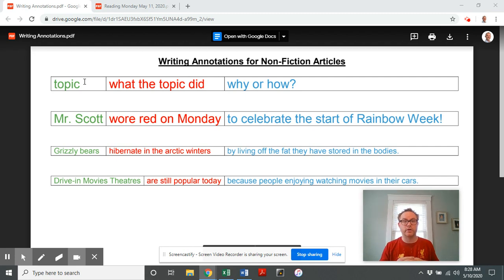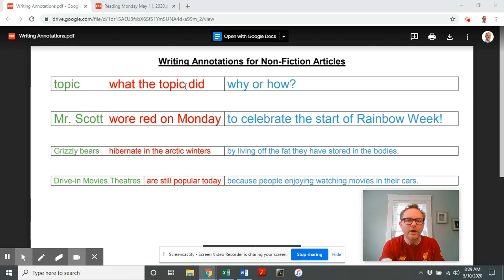Now, sometimes you get an article, let's say it's on rainbows, and the entire article is just on rainbows. It gives you lots of information about how rainbows work and all the rest of that. But the topic stays the same throughout the entire article. It's rainbows. Well, there's no problem in starting your sentence, your annotation, the same way with just the topic, rainbows, if that's what it was on. However, sometimes, well, we'll get to that in a minute here.